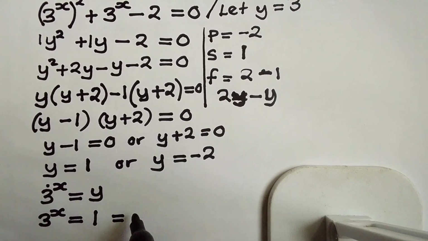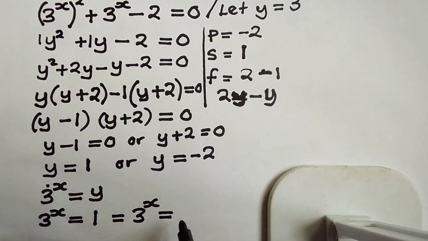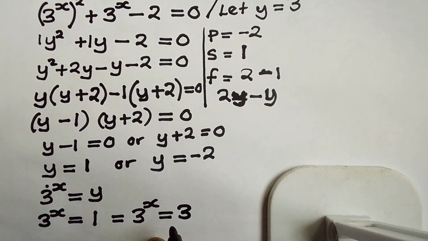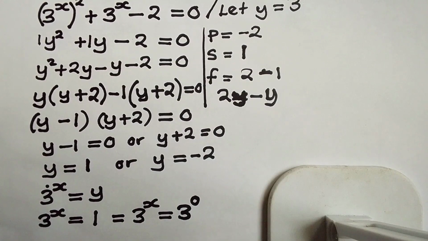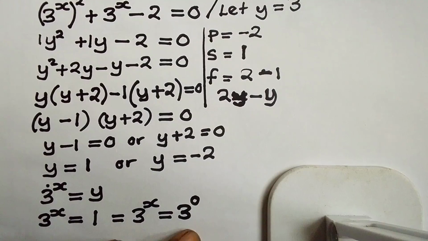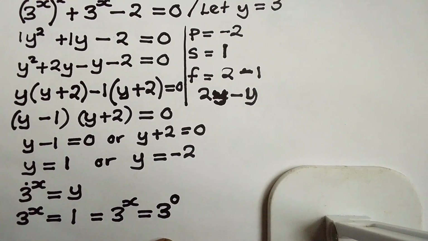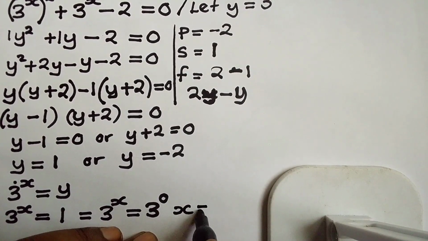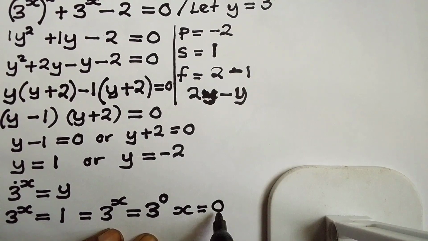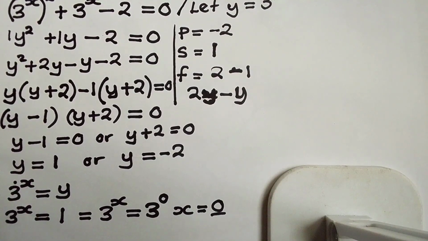Okay, now for us to come up with the value of x, we're going to write 3 raised to the power x. Now we need to have the same bases so that we equate the powers. So we're going to have base 3 here. Now for us to obtain 1, 3 should be raised to the power 0, because anything to the power 0 is 1. Now since the bases are the same, we can equate the powers and say x is equal to 0 as our answer.